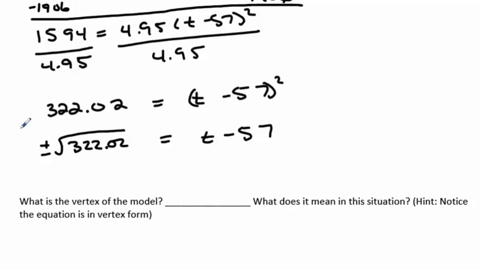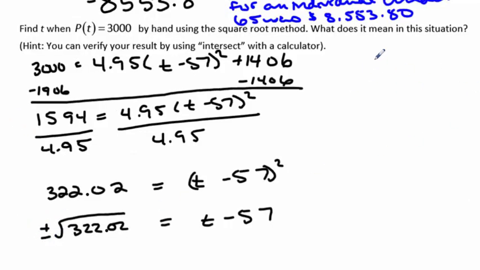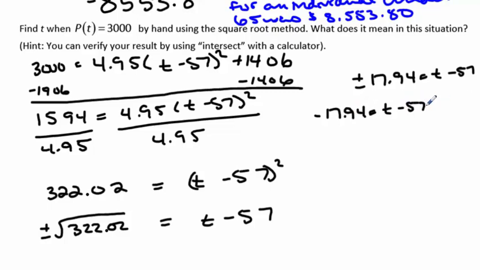So I'm going to get two answers here. One of them is going to be the positive square root, and one of them is going to be the negative square root. If you use your calculator, take the square root of 322.02, you're going to get about 17.94. So I have plus and minus about 17.94 equals t minus 57. Because you can't combine these, we're going to need to separate this into two equations. We're going to have negative 17.94 equals t minus 57 and positive 17.94 equals t minus 57.